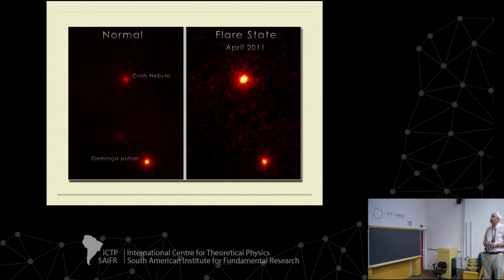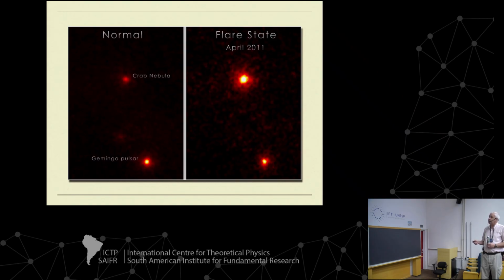Okay. Now there is something extremely strange about this system that was discovered almost 15 years ago. I mentioned that the Crab was considered a standard candle, a completely non-variable source because it's extended, remember, 4 parsecs, so it cannot change on short time scales. Nevertheless, in April 2011, this was observed. This is the normal Crab.